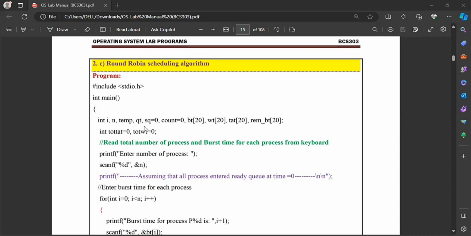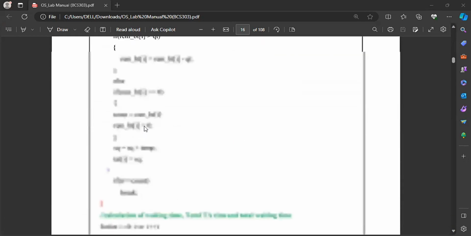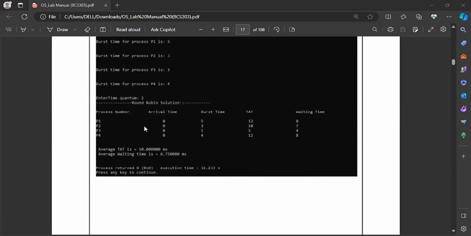See here, the time quantum is 2 units, right? The process P1 arrived at the 0th time, and the burst time of this P1 is 5. But the process P1 will complete only 2 units of its task.